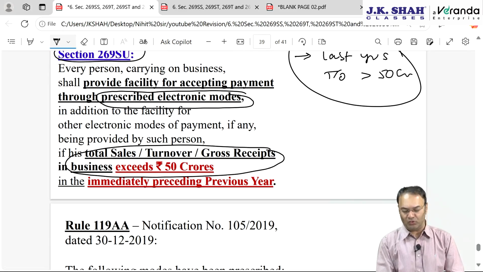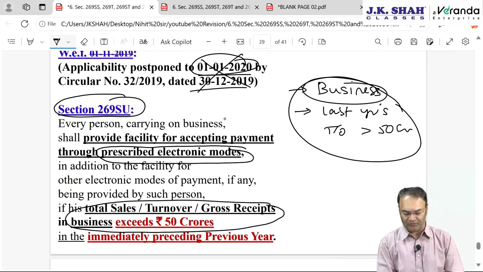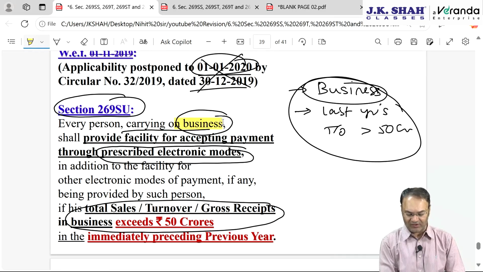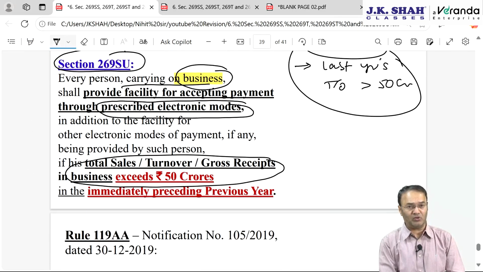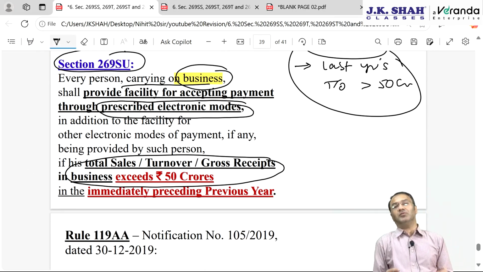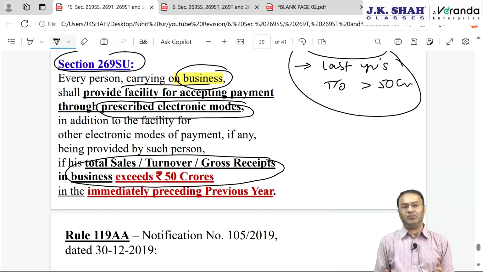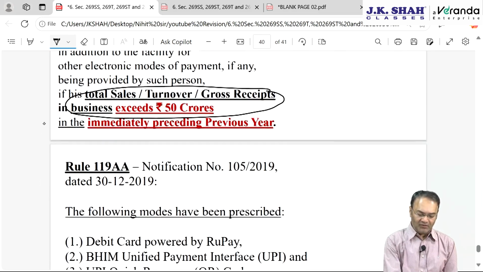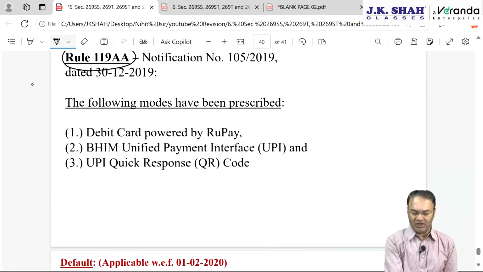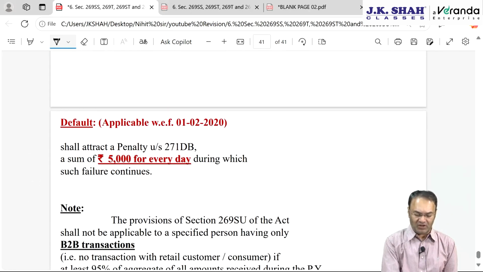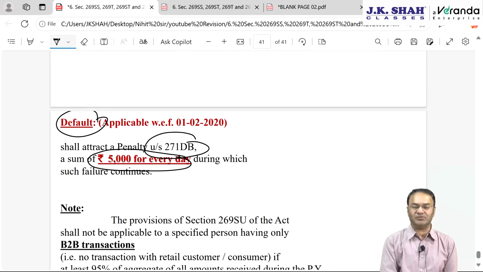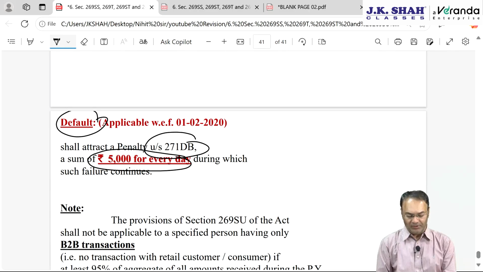This applies only to business class people, does not apply to professional people. Person carrying on business, be very careful, the language is very clear. Does not apply to a CA firm. Suppose any CA firm has more than 50 crore gross receipts last year, they need not accept payment by UPI or Bheem or QR code or debit card. Otherwise, under rule 119AA, 3 modes are prescribed, which we are done with. Otherwise, there will be a penalty equal to 5,000 per day as per section 271DB.